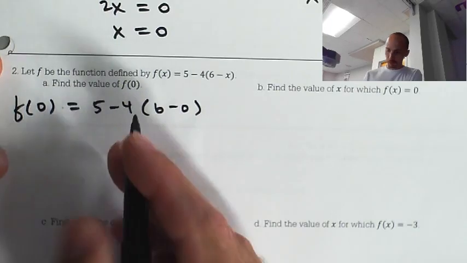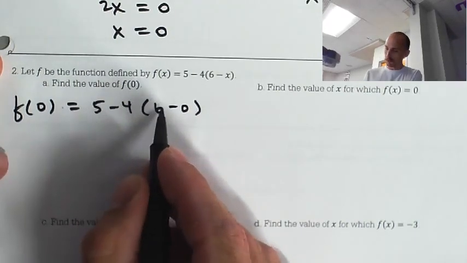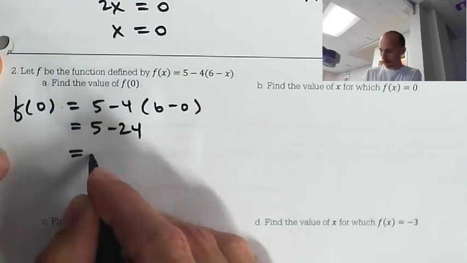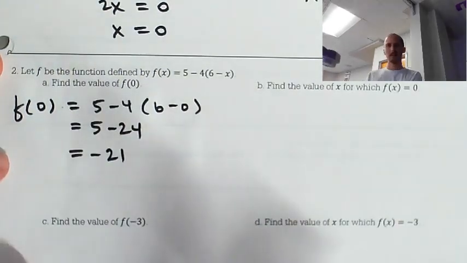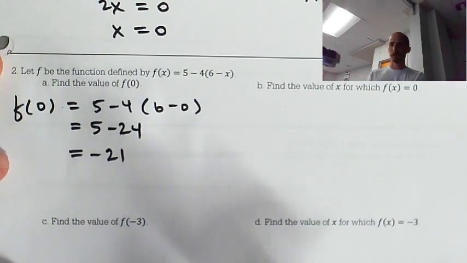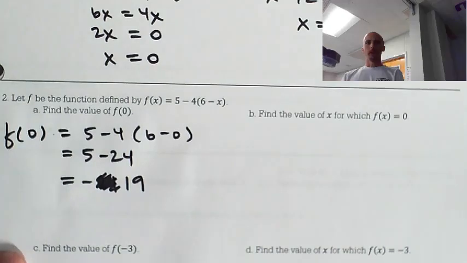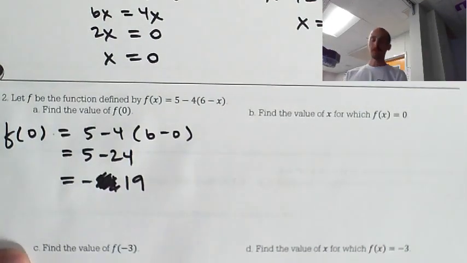At this point, this is just arithmetic. So negative 4 times 6 is negative 24. So I've got 5 minus 24. That's going to be equal to negative 21. Dang. Let me think about that. Nope, that would definitely be an arithmetic error. 5 minus 24 is negative 19.